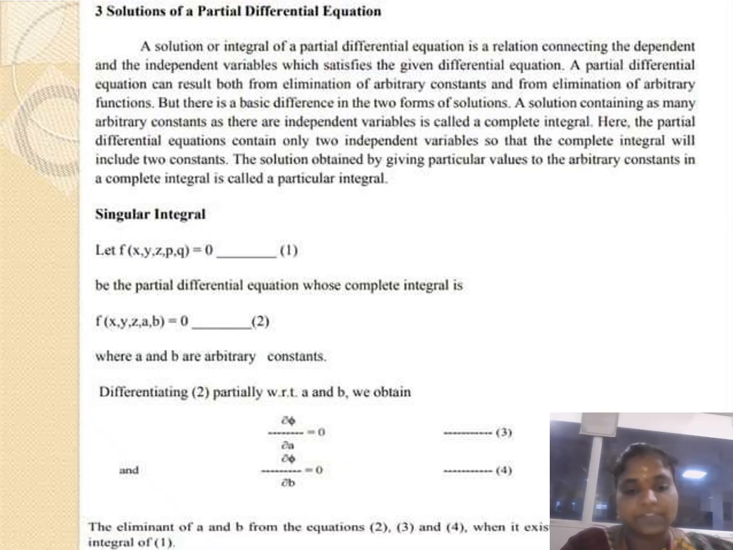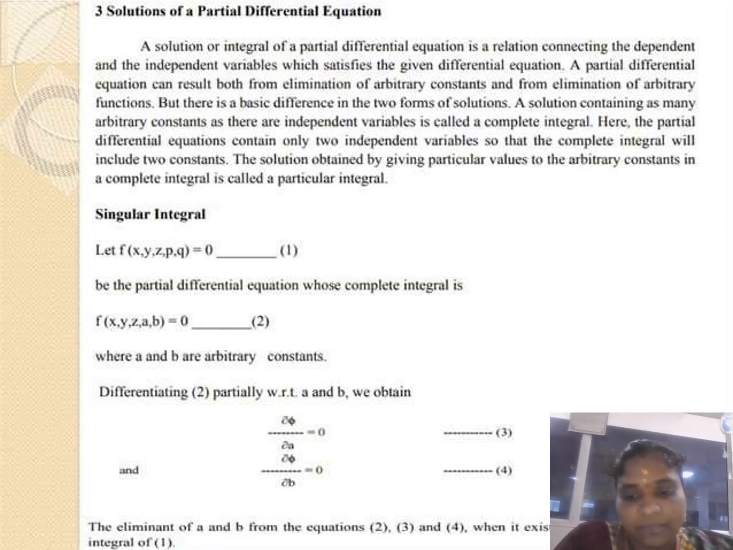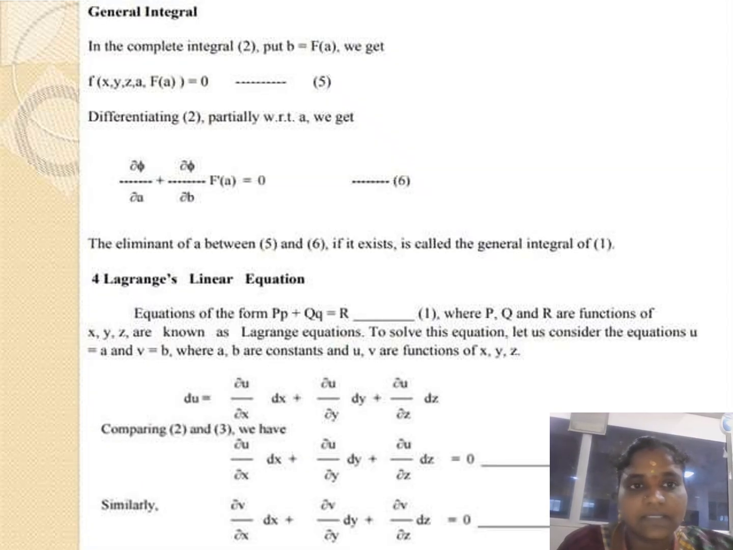Here that is the fourth equation. So eliminating a and b from equations 2, 3, 4, we get the integral of the equation. That is the solution of this equation. This is the general procedure.